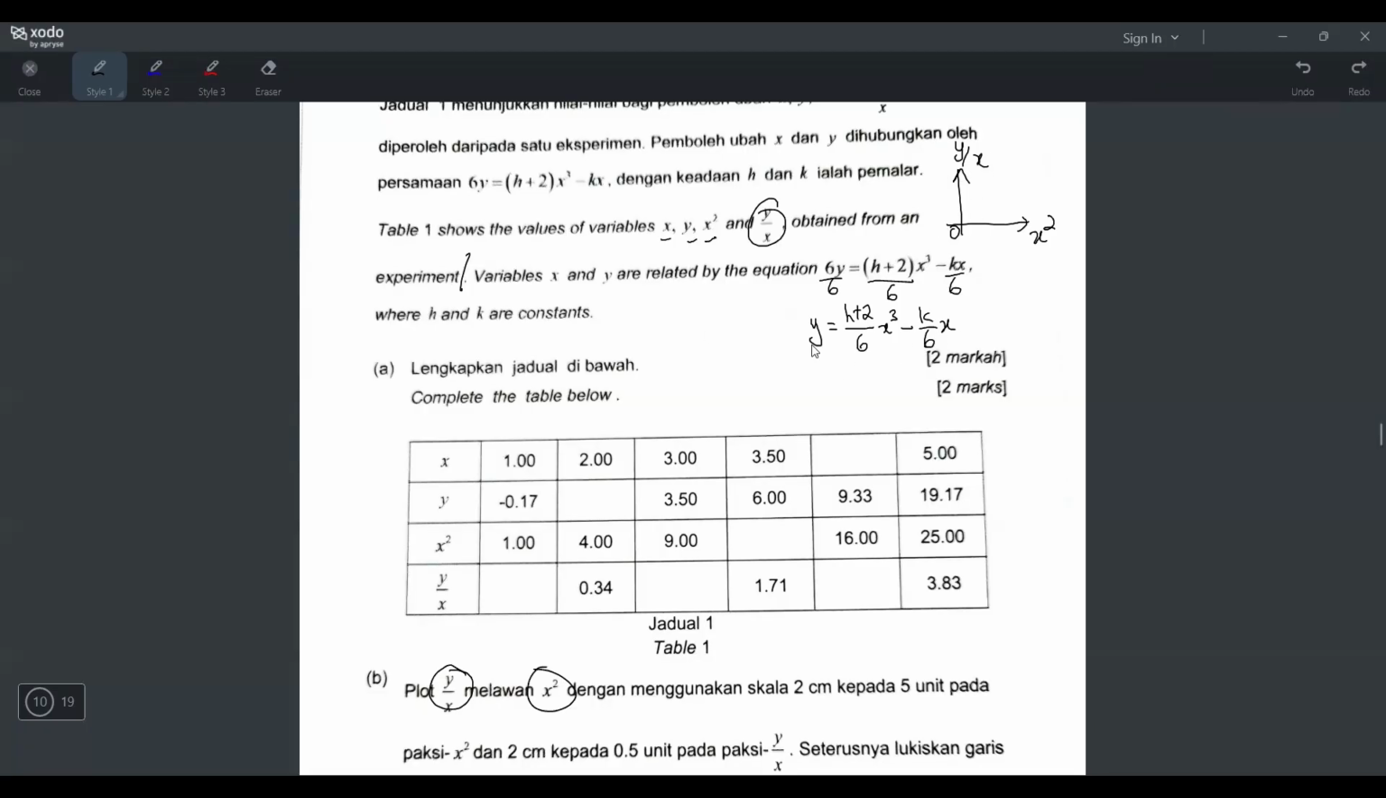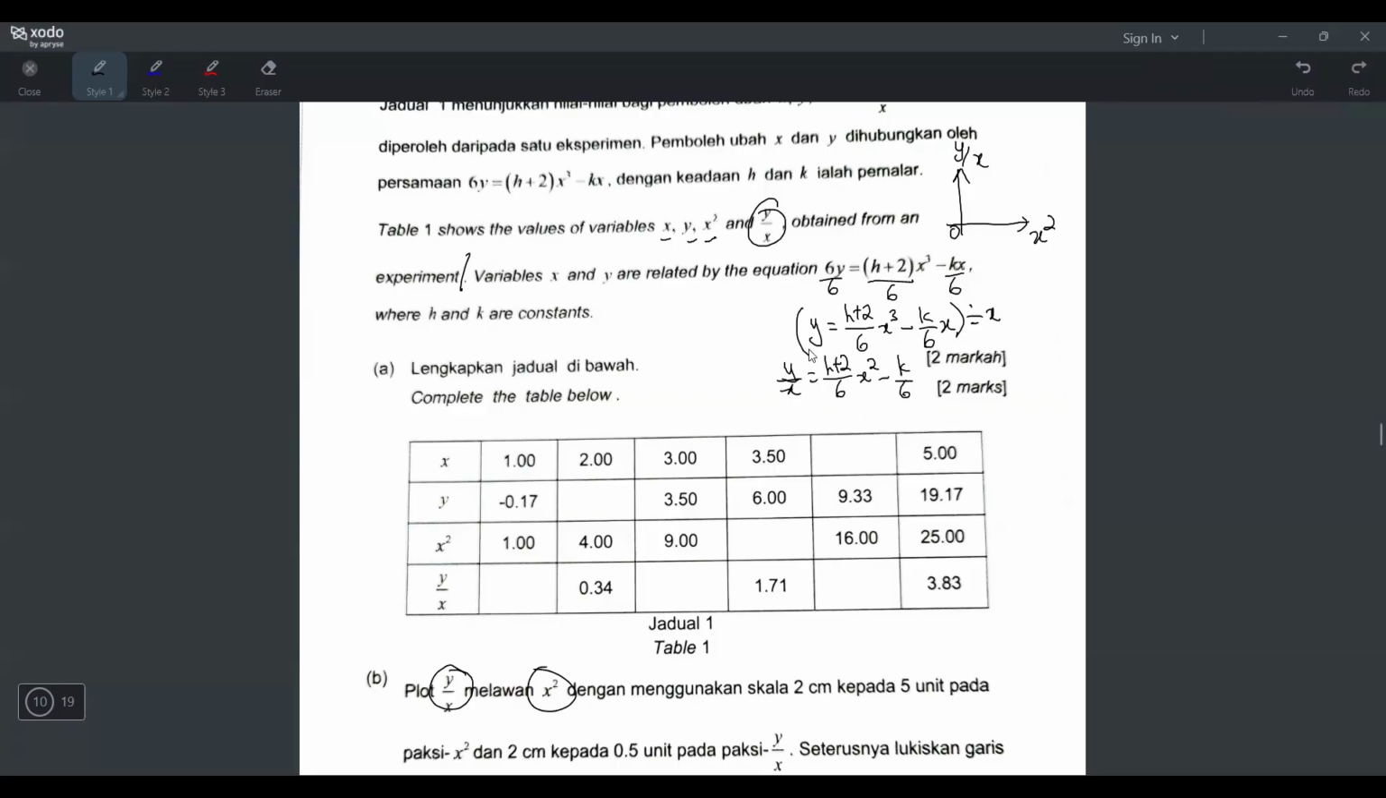Okay, so divide everything by x. Just put a bracket like this, everything divide x. So when you divide x all over, you get y over x. This one, when you divide x, you get h plus 2 over 6 x squared, right? Because power 3, when you divide x, you left with x power 2 minus k over 6. Okay, the x disappears already because you divide x.